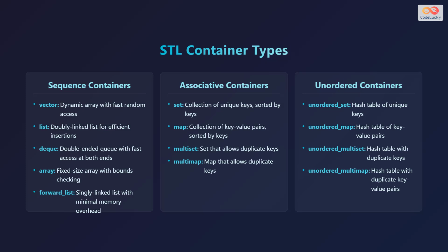Associative containers store elements in a sorted order based on keys. Examples include set, a collection of unique keys; map, a collection of key-value pairs; multiset, a set that allows duplicate keys; and multimap, a map that allows duplicate keys. Unordered containers store elements in no particular order, providing fast average case access using hash tables. Examples include unordered set, a hash table of unique keys; unordered map, a hash table of key-value pairs; unordered multiset, a hash table that allows duplicate keys; and unordered multimap, a hash table that allows duplicate key-value pairs.